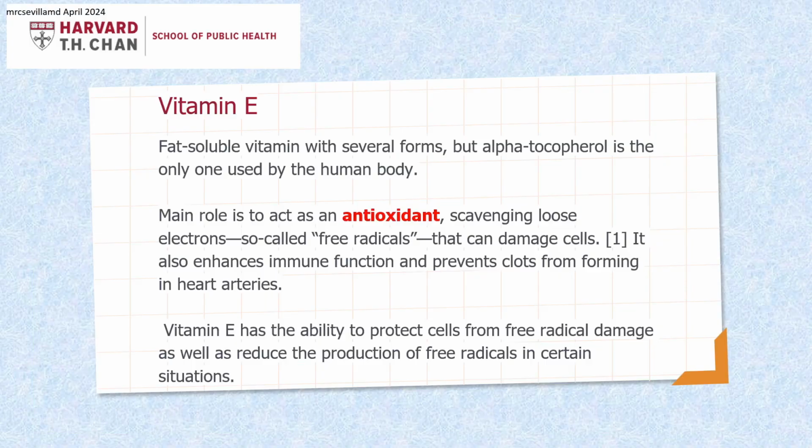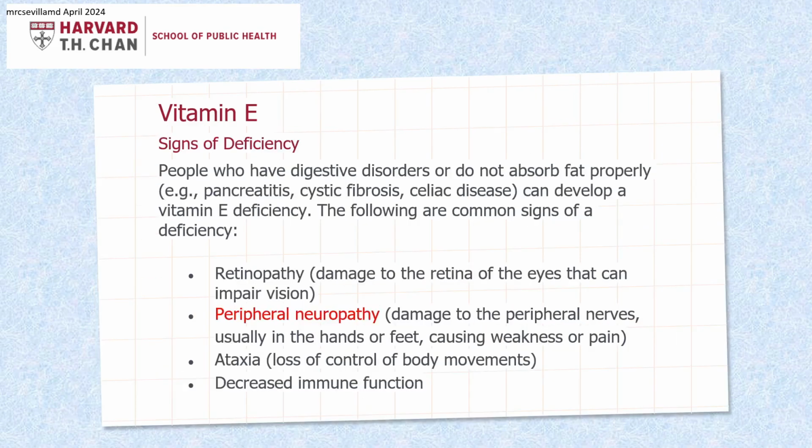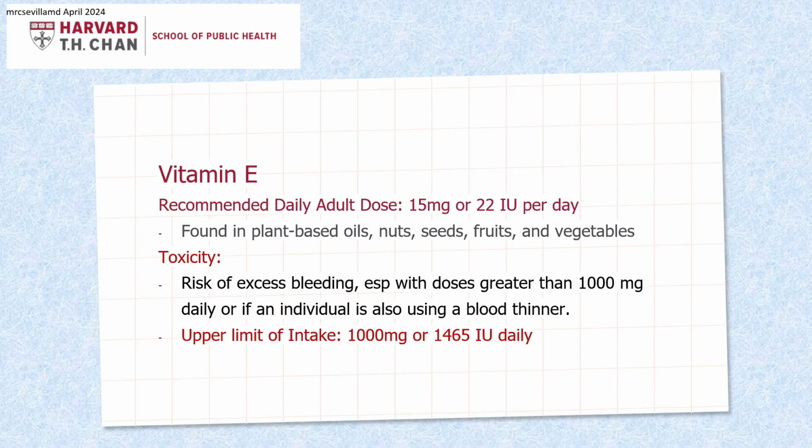The last vitamin that is associated with peripheral neuropathy is vitamin E. Most people think of vitamin E as an antioxidant. However, a deficiency in vitamin E levels is also associated with retinopathy, peripheral neuropathy, and ataxia. The recommended daily dose for vitamin E is only 15 milligrams or 22 international units per day, but many supplements actually contain from 400 to 1,000 international units.